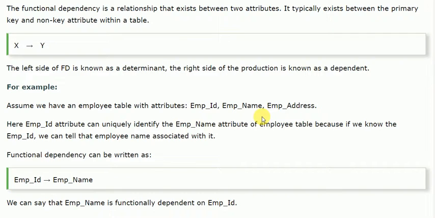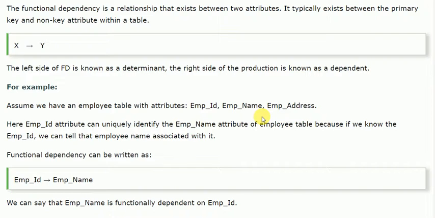So let us study functional dependency. Many questions are asked on functional dependency itself, especially on trivial and non-trivial functional dependencies, which we will discuss in this video. Now, what is functional dependency? It is a relationship that exists between two attributes.